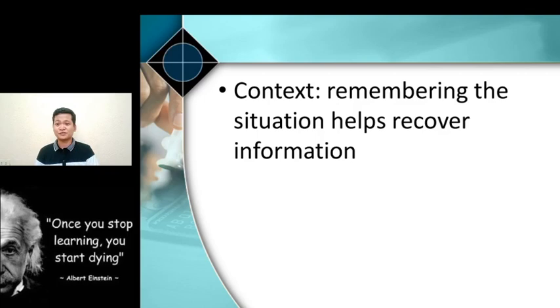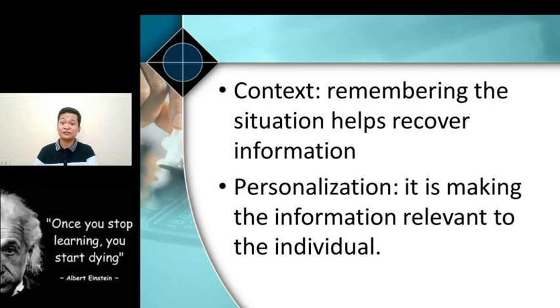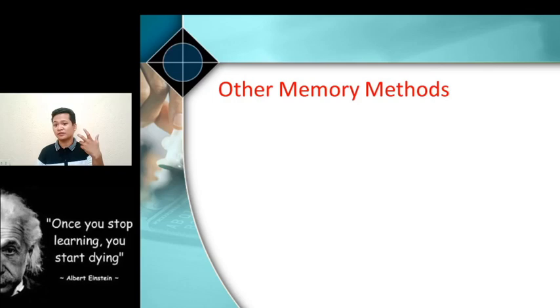Personalization. It is making the information relevant to the individual. If you see meaning and you make it personalized, you see how important it is to you, then it's easier for you to remember it. So those are the things that you can do to increase the retrieval of information. You can rehearse it, you can make a mental image out of that, you can elaborate it, you can organize it, you can link information, you can go back to the context, and you personalize the information that you receive.